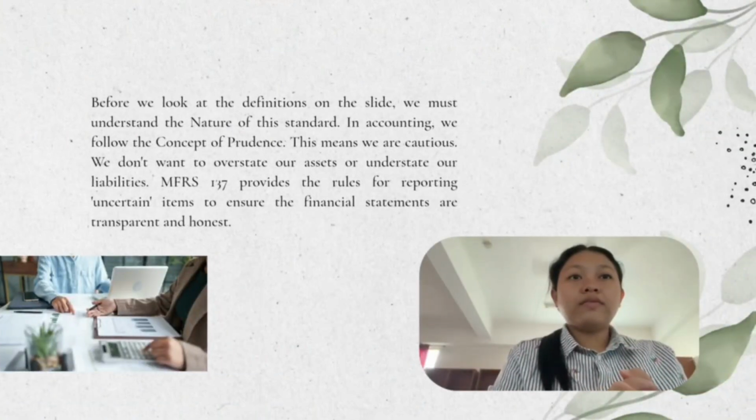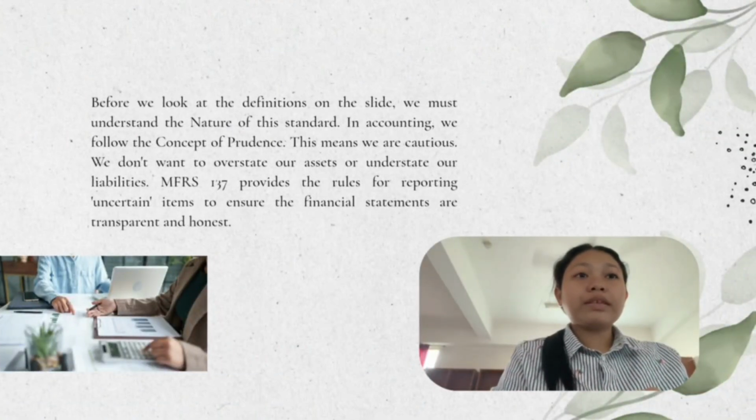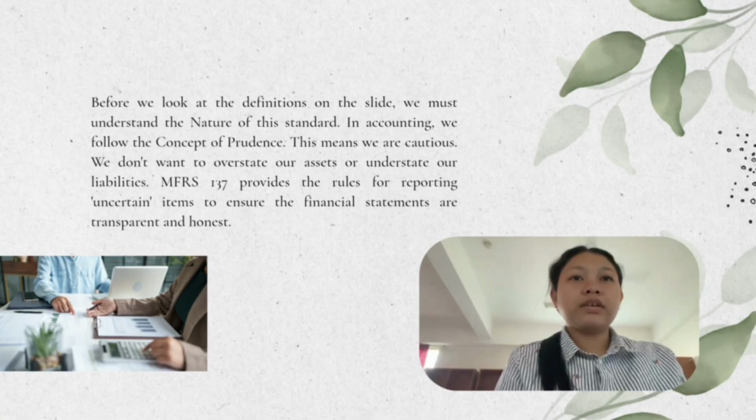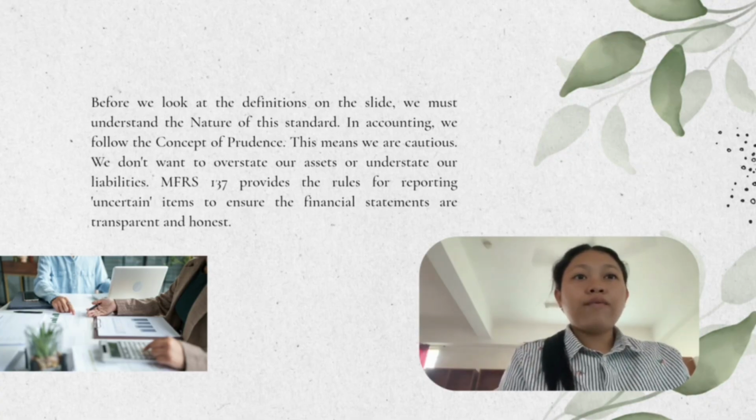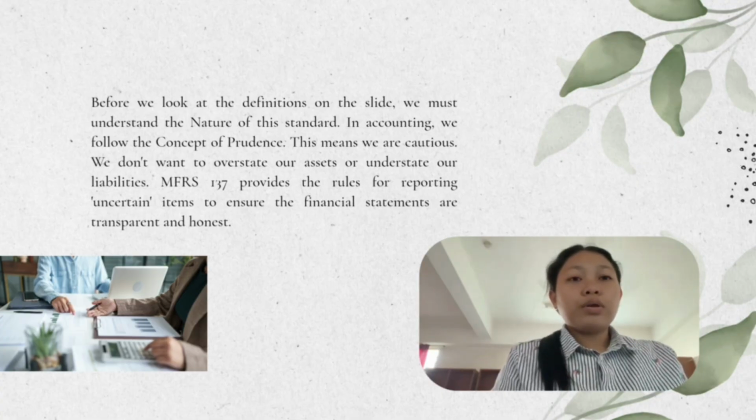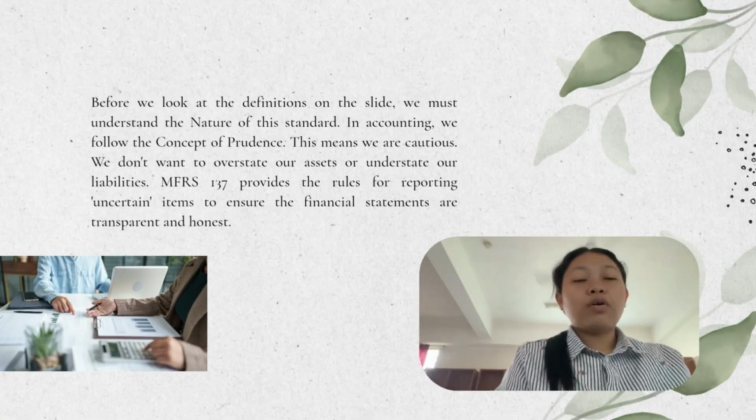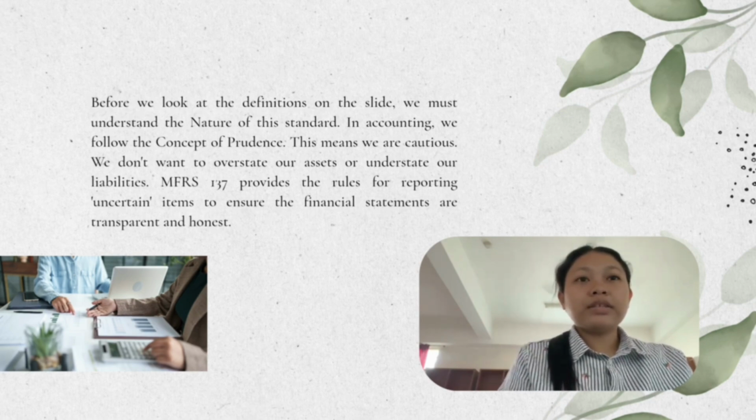Before we look at the definition on the slide, we must understand the nature of this standard. In accounting, we follow the concept of prudence. This means we are conservative. We don't want to overstate our assets or understate our liabilities. MFRS 137 provides the rules for reporting uncertain items to ensure the financial statements are transparent and honest.